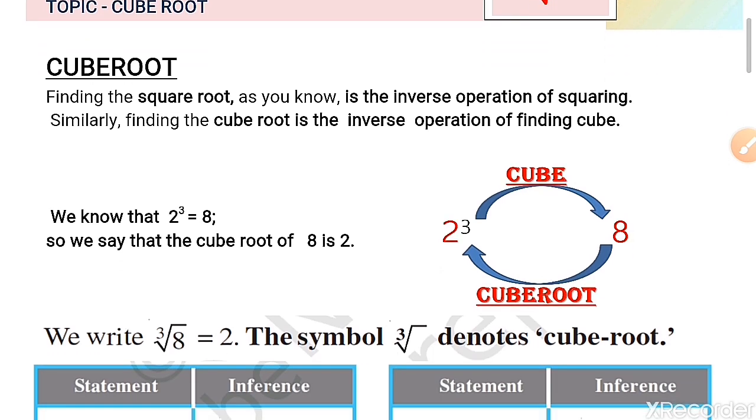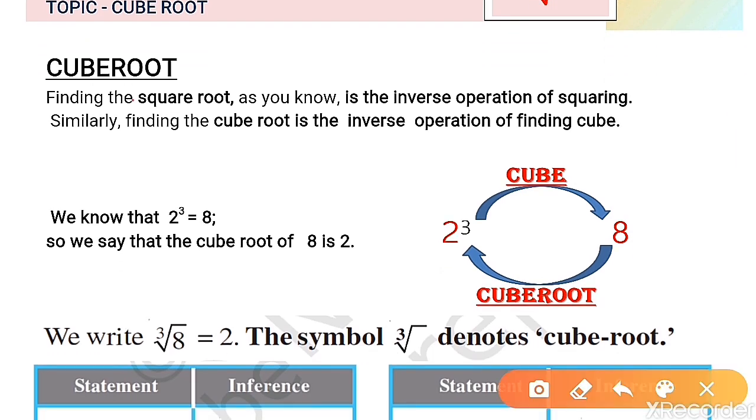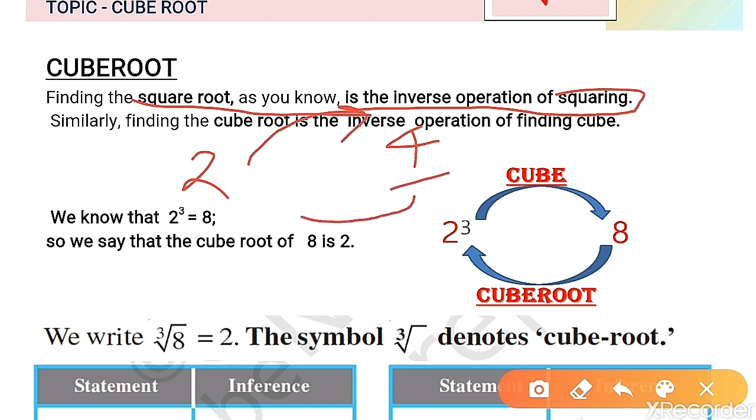Now, cube roots. Finding a square root, as you know from the previous chapter, is the inverse operation of squaring. For example, if we have the number 2 and we square it, we will get 4. Similarly, if we have the number 4 and find its square root, we will get 2. So squaring and square root are inverse operations of each other.